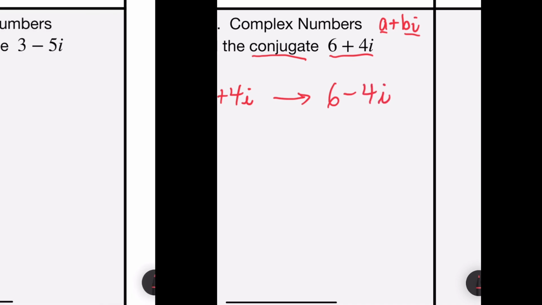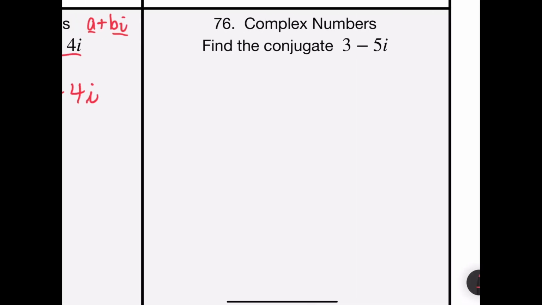It says find the conjugate of 6 plus 4i. So complex numbers are numbers that are written in the form a plus bi. A is a real number and bi is an imaginary product. And so it says to find the conjugate of this complex number. Well, the conjugate is its difference of squares partner. So if I have 6 plus 4i, its conjugate would be 6 minus 4i.